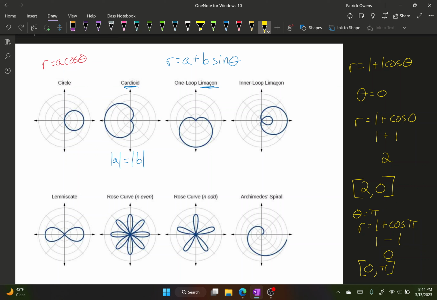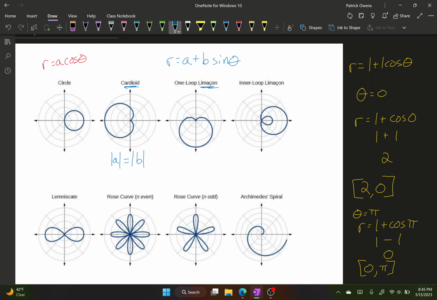This is why whenever our a and b are equal, both in absolute value, the radius is going to be 0, and that graph is going to pinch back in to the center. So for cardioids, our maximum radius is going to be the two numbers added together. The minimum radius is going to be the difference between those two numbers, which is going to be 0 for a cardioid.